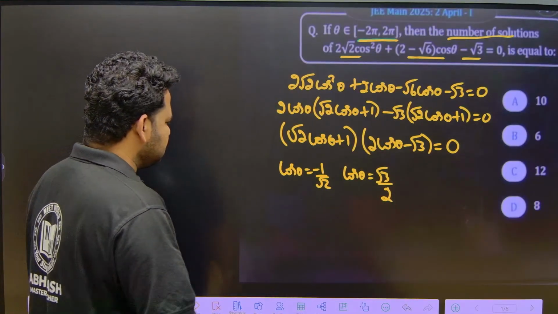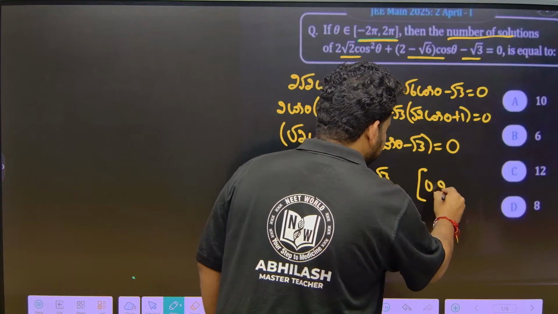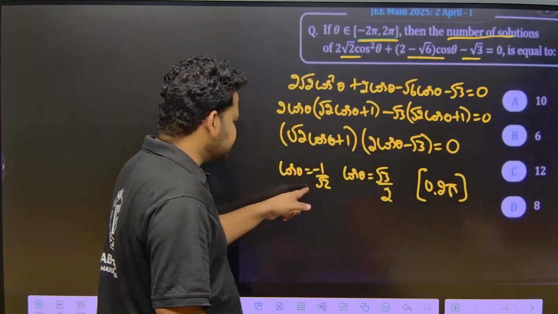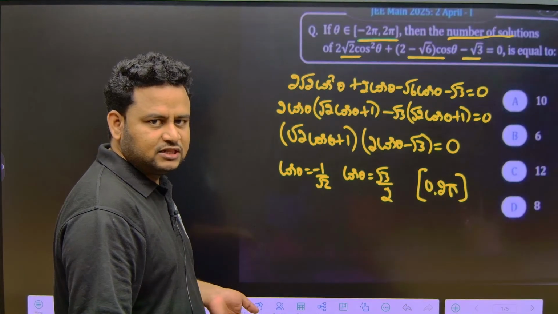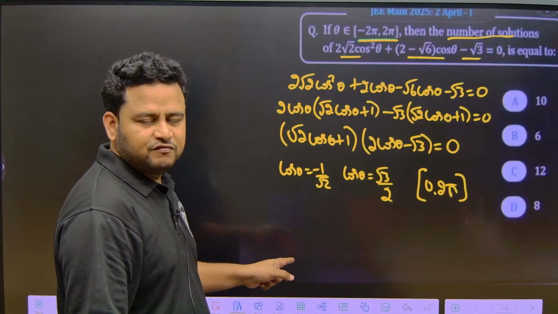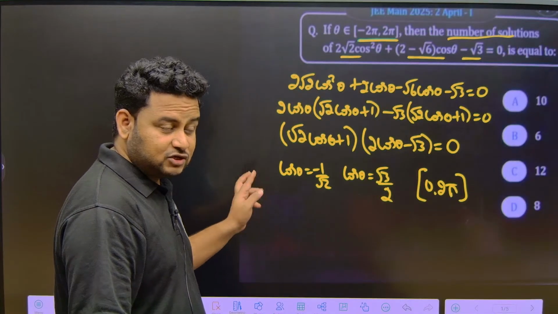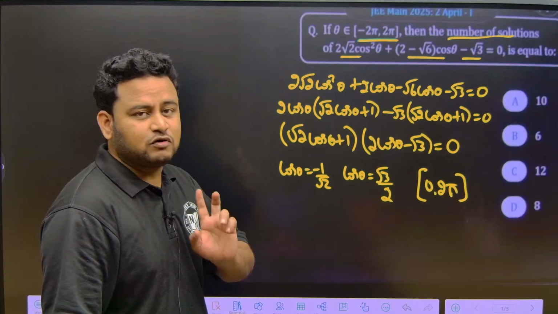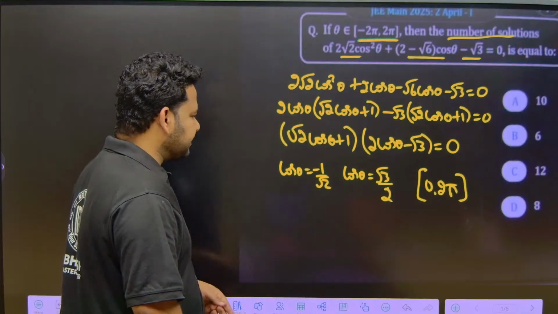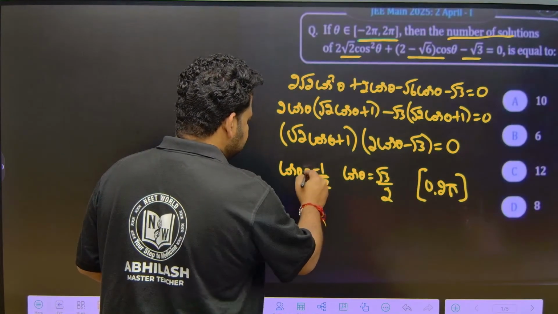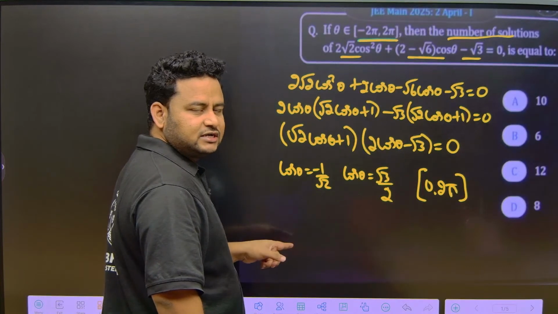Now, cos theta is equal to minus 1 by root 2. Let us first take the interval as 0 to 2 pi. Cos will be positive in the first quadrant and also in the fourth quadrant. Where will it be negative? In the second quadrant and third quadrant, cos will be negative. So, cos theta is equal to minus 1 by root 2 will have values in the second quadrant and also in the third quadrant.